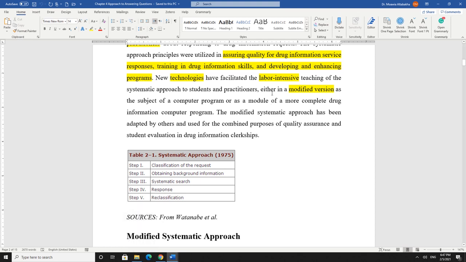And then he was telling his students, okay, after you get the question and you classify it, then you will need to ask the requester and get background information about this case, whether the demographic information or history or disease information with regards to the question.